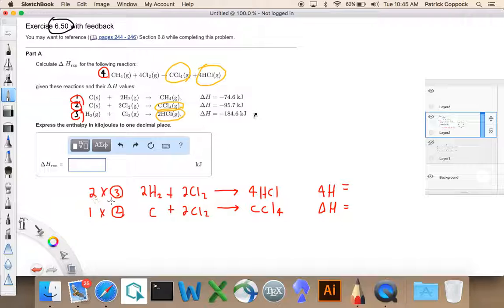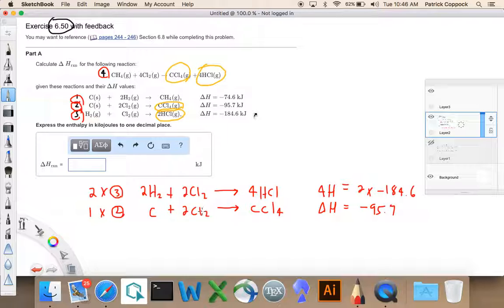This is 2 times this enthalpy, so this is going to be 2 times minus 184.6. I'm going to leave the units off for now. And this is 1 times this one, so it's minus 95.7, right? Can you see that that's reaction 2?